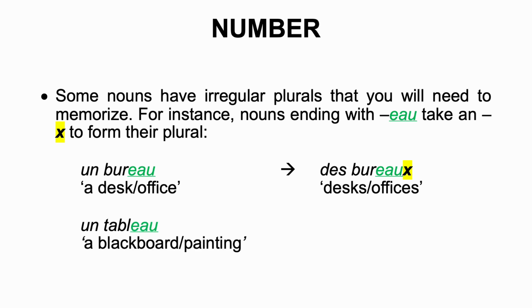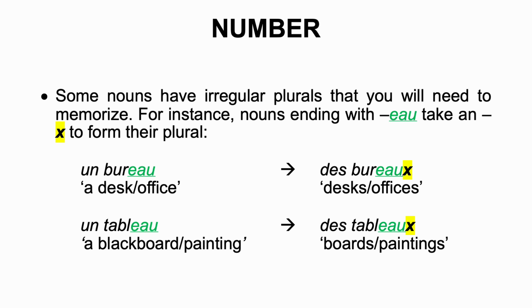Same thing for un tableau, a blackboard or whiteboard, basically a board, also used for a painting or like a chart, a table, tableau as well in English. Okay, so tableau ends with EAU, so in the plural you will have to write it with an X, des tableaux. Okay, so which means then boards or paintings. Again, the X is silent, so make sure to repeat the singular and plural form. Un tableau, des tableaux.